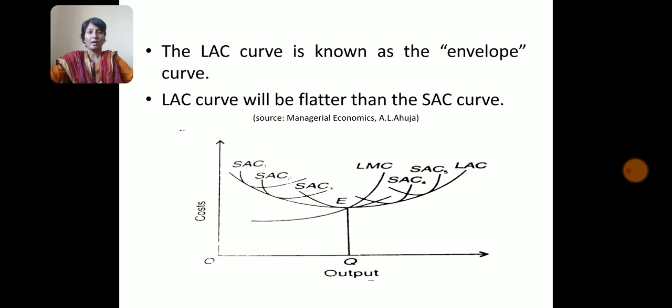When LMC, that is long run marginal cost, lies below long run average cost, long run average cost is falling. While when long run marginal cost is above the long run average cost, long run average cost is rising. At the point where long run marginal cost is equal to long run average cost, long run average cost is constant and minimum.